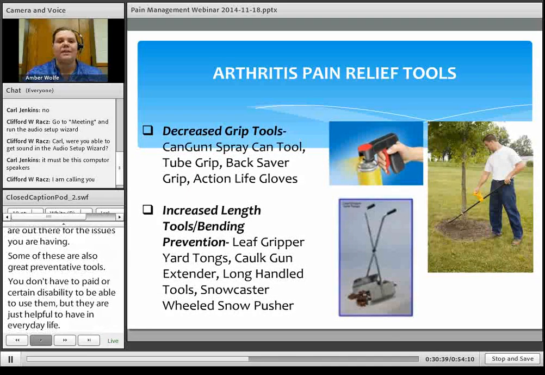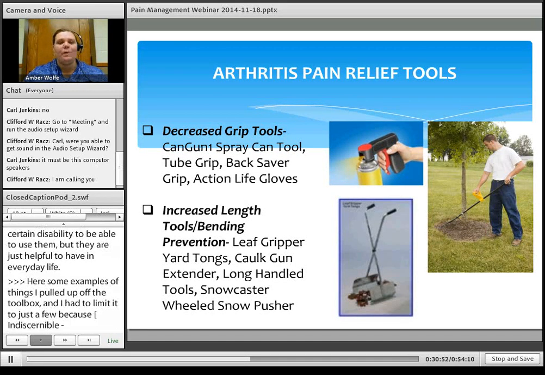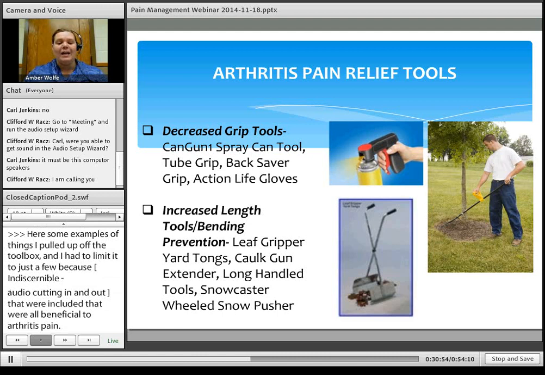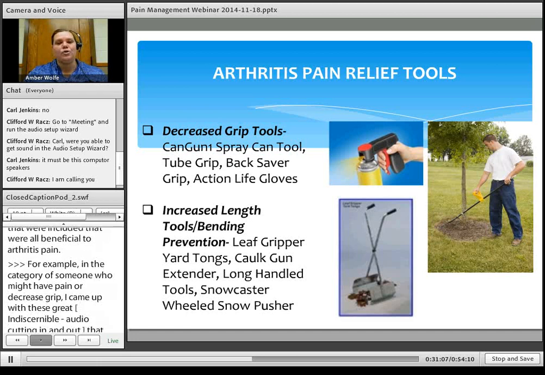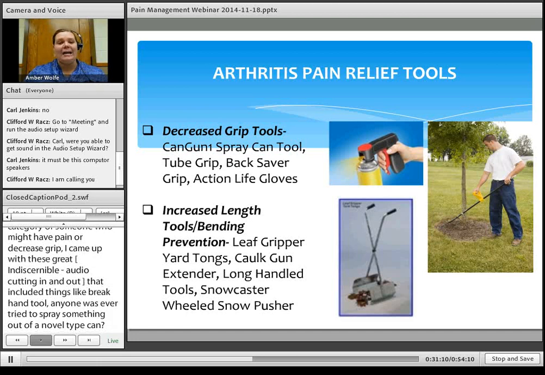Here's some examples of things that I pulled up off the toolbox, and I had to limit it to just a few because I could have done several slides of tools that were included that were all beneficial to arthritis pain. But for example, in the category of someone who might have pain or a decreased grip, I came up with these great tools that included things like the spray can tool. Anyone who's ever tried to spray something out of a nozzle type can like spray paint or WD-40, if you have pain in your finger joints and your hand joints, that's very difficult. By adding this pistol grip nozzle to that, you're able to still accomplish the same job, but with less amount of pain in your hands.